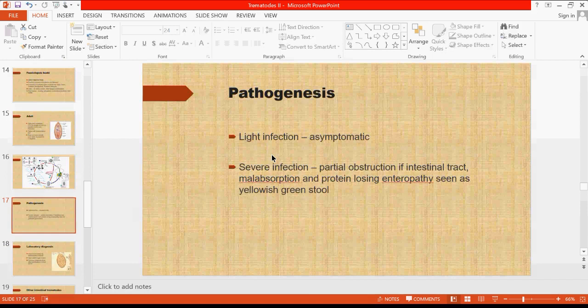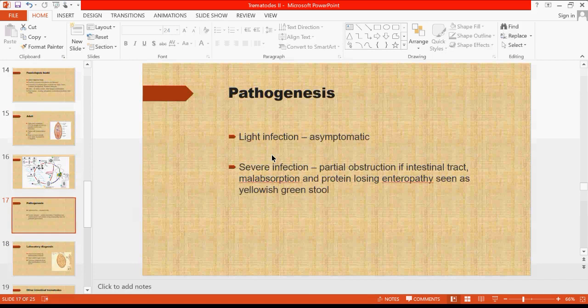But in a severe infection, partial obstruction of the intestinal tract is reported, because these worms are about 5 to 7 centimeters in length. So whenever the load is more, the intestinal lumen gets occluded because of the high load of this parasite in the intestinal wall. Therefore, partial obstruction-like symptoms will be there in severe infections.